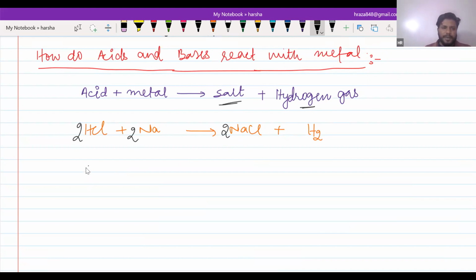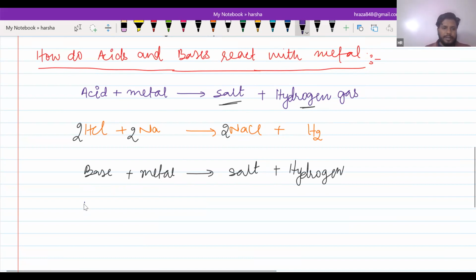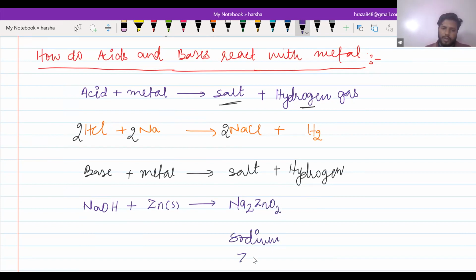In the same way, base plus metal will also give salt plus hydrogen gas. I'm going to take an example. We can take the base NaOH, sodium hydroxide, plus the metal zinc. If you react it, it will form Na2ZnO2, that is sodium zincate. It will form sodium zincate plus hydrogen gas.